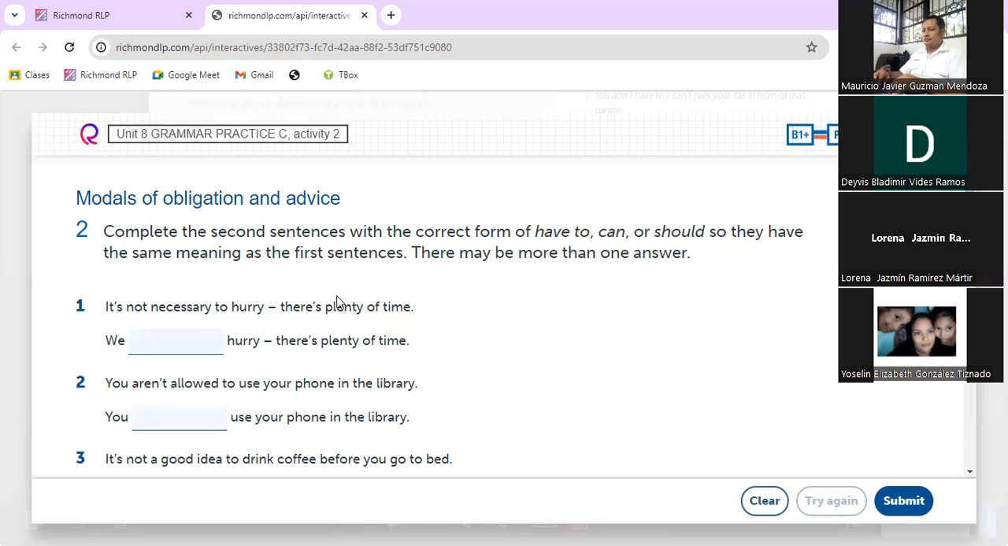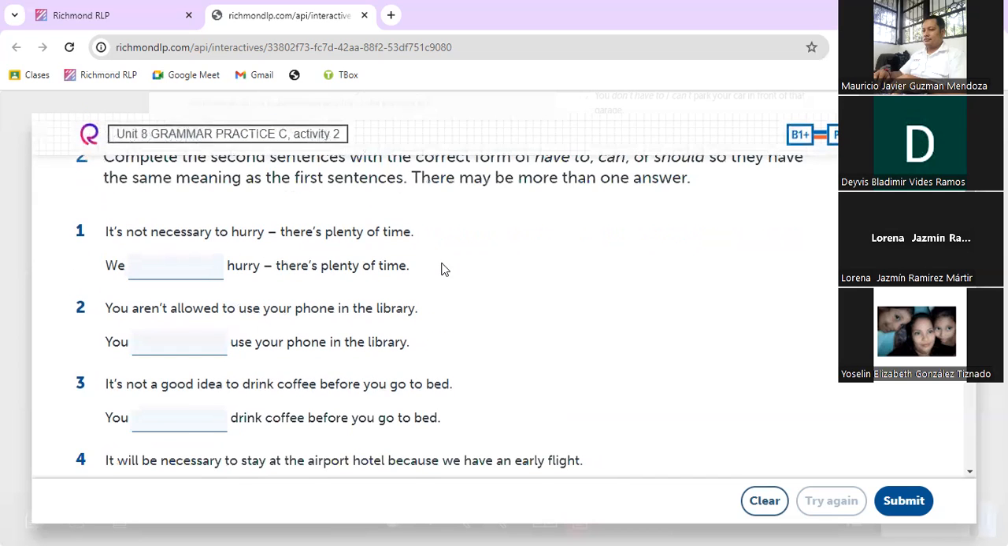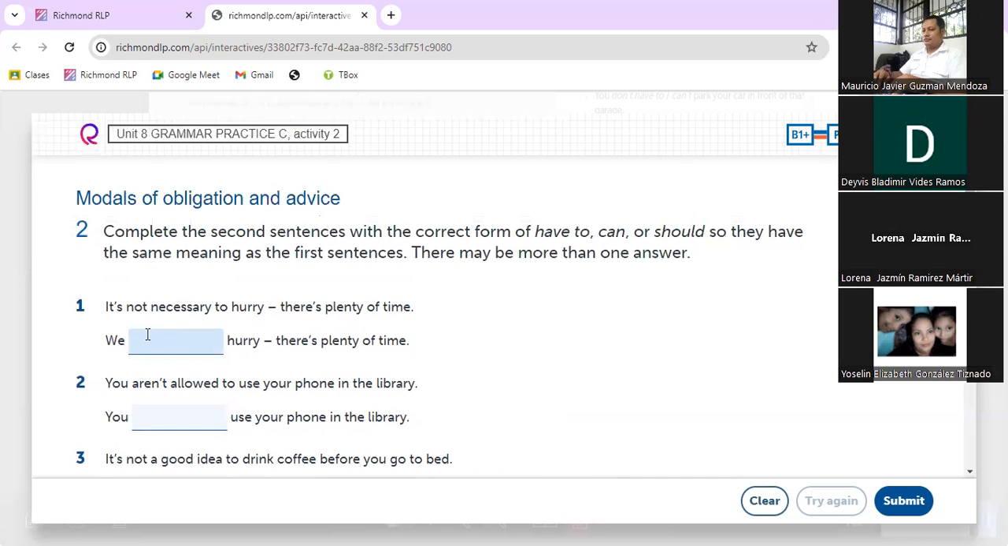Y dice que la segunda oración que tenga the same meaning, el mismo significado as the first sentence. O sea que las dos tienen que significar lo mismo. Muy bien. Number one dice, it's not necessary to hurry. There's plenty of time. Okay, de estos tres modals, ¿cuál podríamos usar aquí? Que signifique lo mismo de it's not necessary.